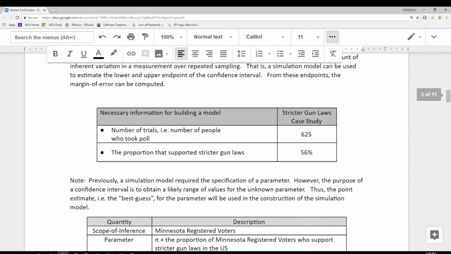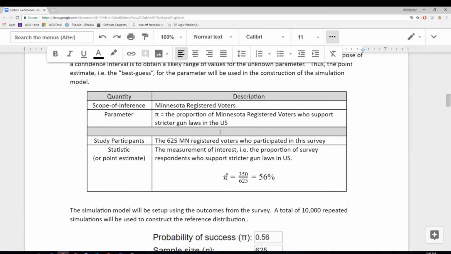The parameter then is just the proportion of those who support stricter gun laws in the United States. That's the quantity that I'm trying to estimate. That's the quantity that I'm trying to understand. Now from my study, as I said, there were 625 Minnesota registered voters who participated in this survey. So I'm going to use that in my number of trials when I'm building my simulation model.